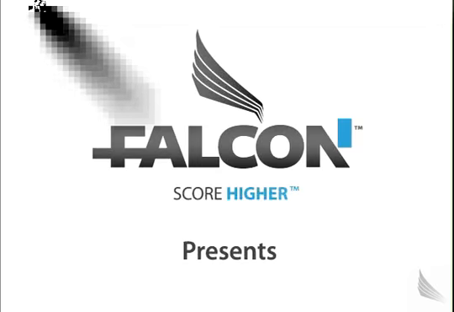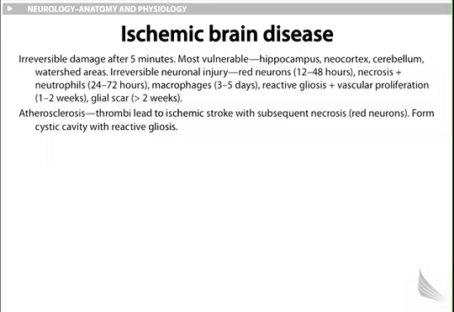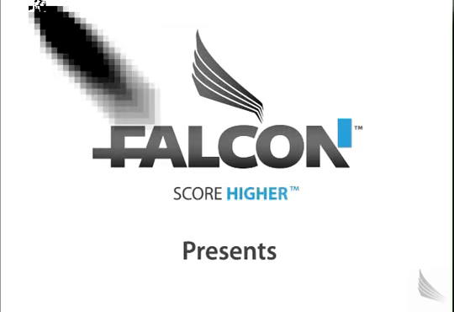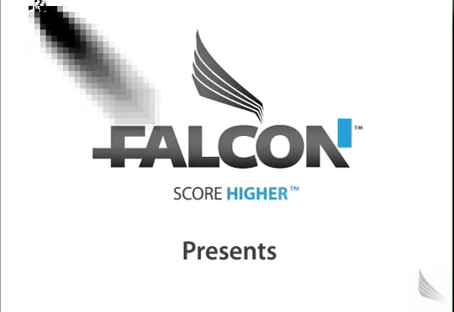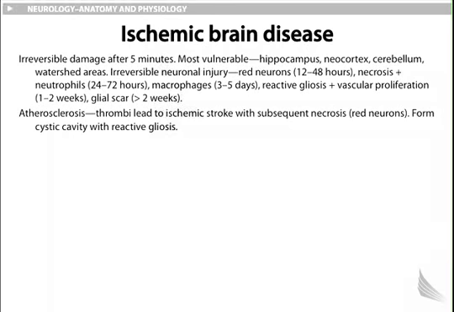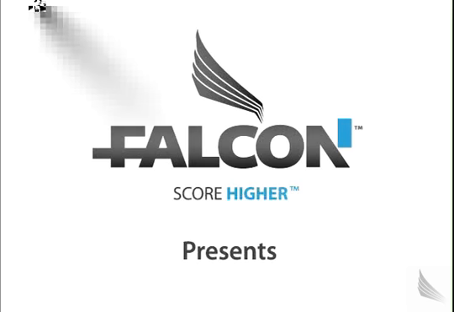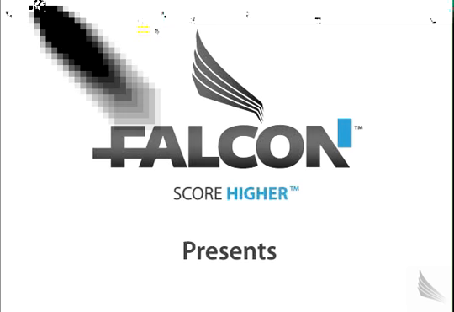There are several different etiologies of stroke. For example, atherosclerosis. This is where thrombi form in situ within blood vessels. This leads to ischemic stroke with subsequent necrosis, leading to red neurons, and ultimately forming a cystic cavity with reactive gliosis. In hemorrhagic stroke, there is intracerebral bleeding, often due to aneurysm rupture. This may be secondary to ischemic stroke following reperfusion into fragile vessels.